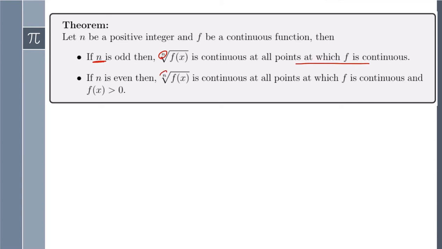But if n is even, then we can guarantee that the function is continuous at all values of f, and there's a condition or restriction that f of x must be positive. The reason is we cannot have a negative inside the even root because that does not give us a real number. Okay, so that's what we are going to look at next. We might have some example for that here. So let's see what we have.